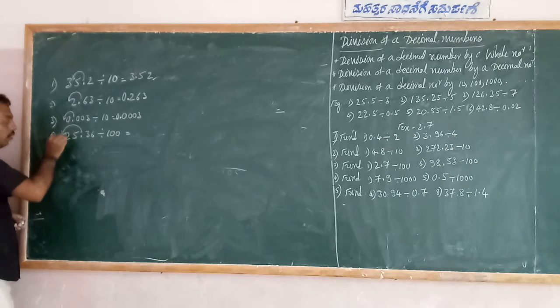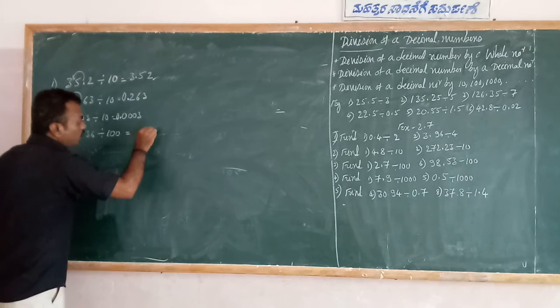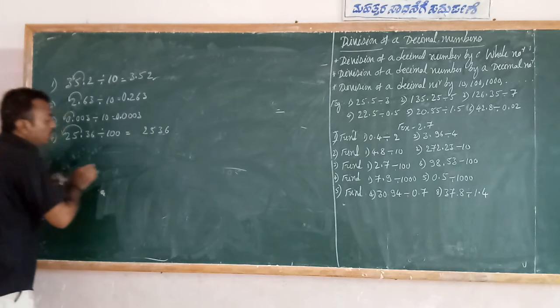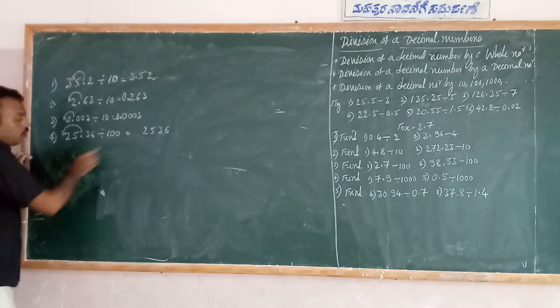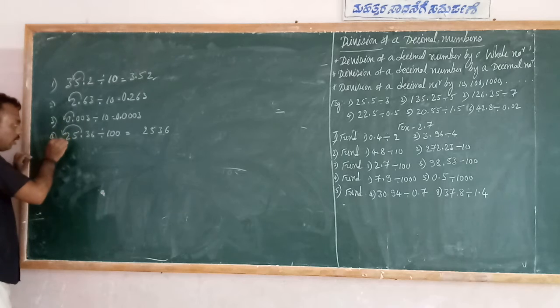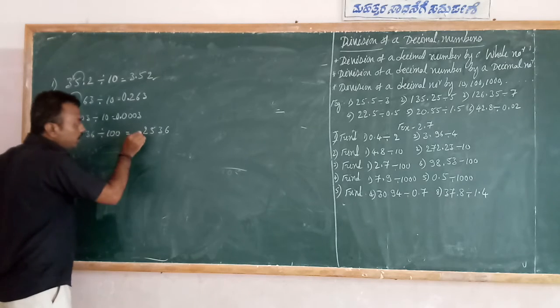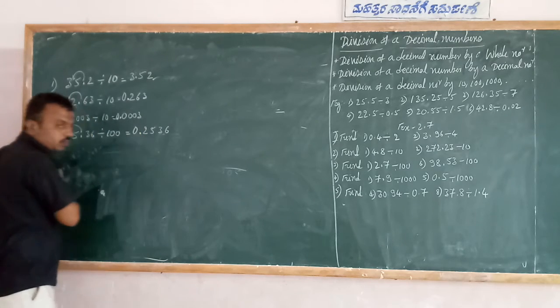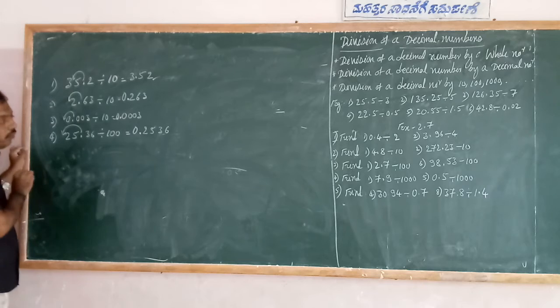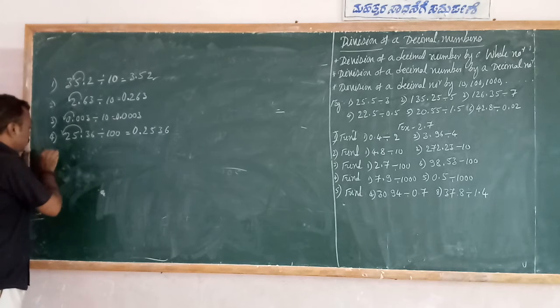See, 2536 as it is right now. Now we have to put the point. The point comes before the 2. Before the 2 means here. So nothing is there, means 0 is there. Therefore 0.2536. So one more example.